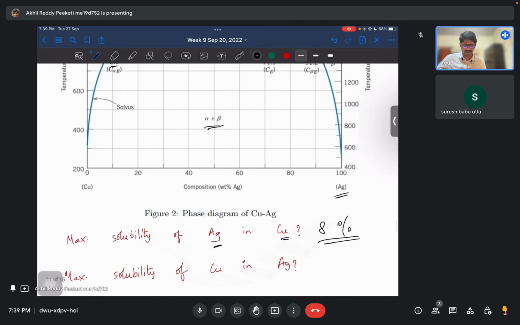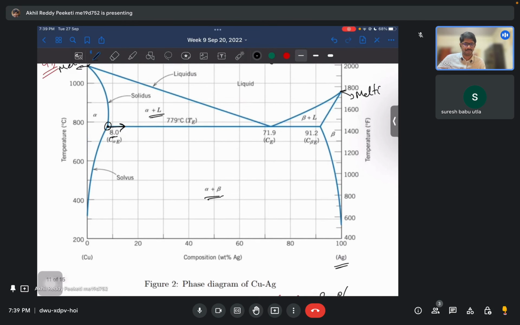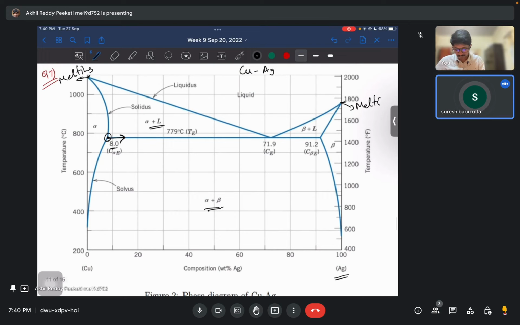So basically solubility in this case means it should form a proper solid solution, so there should only be a single phase. So what is the maximum composition of silver where a single phase exists? That's it. So that is this point here. It's already mentioned here, 8. Those points are mentioned.